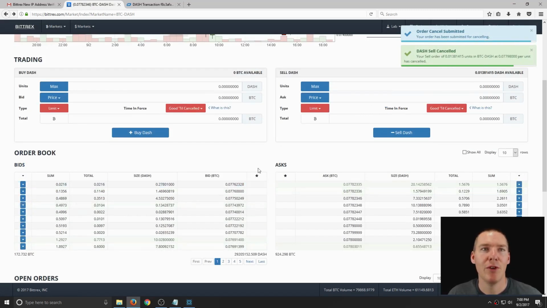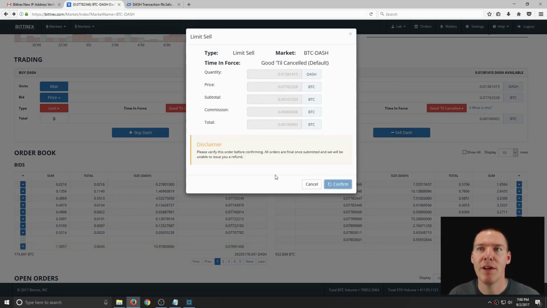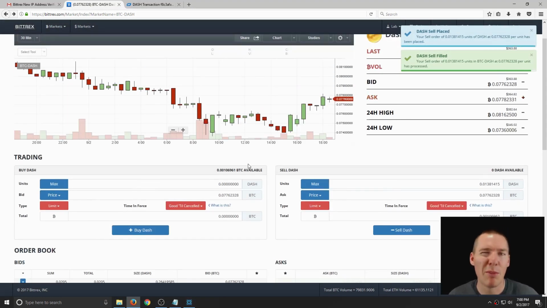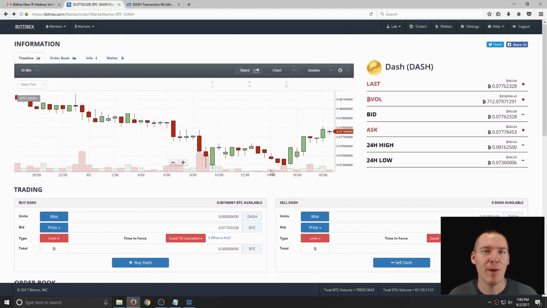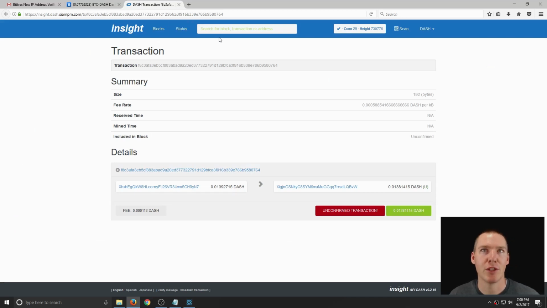So now what I'm going to do, I'm going to populate this price that the person is bidding to buy from, and I'm going to use that as my ask price. So I'm going to sell, click confirm, and it should just go right through. And it did. So I sold. So now I have $5 worth of Bitcoin approximately. And you don't have to worry about network fees with exchanges like Bittrex, because they're not putting that on the blockchain. I can't go to a blockchain explorer of Dash and look for that transaction.